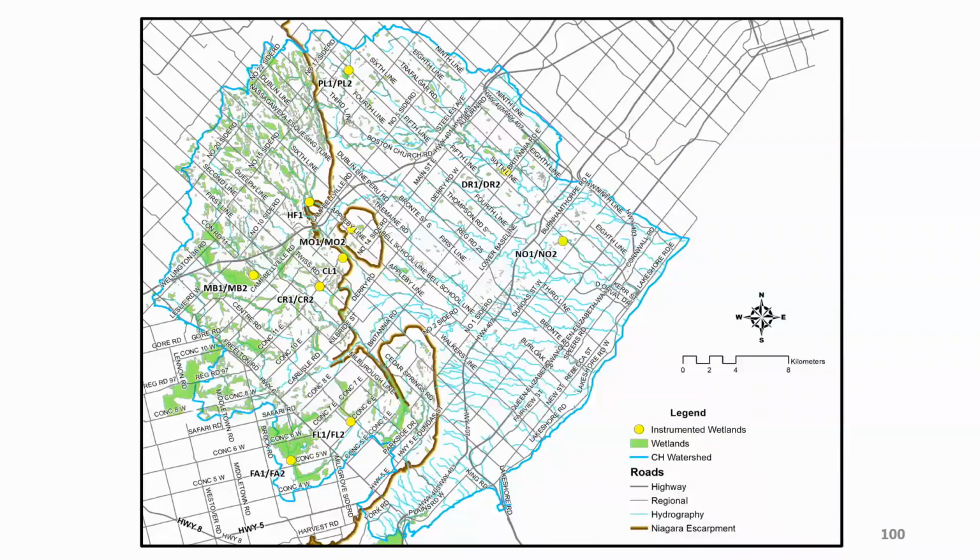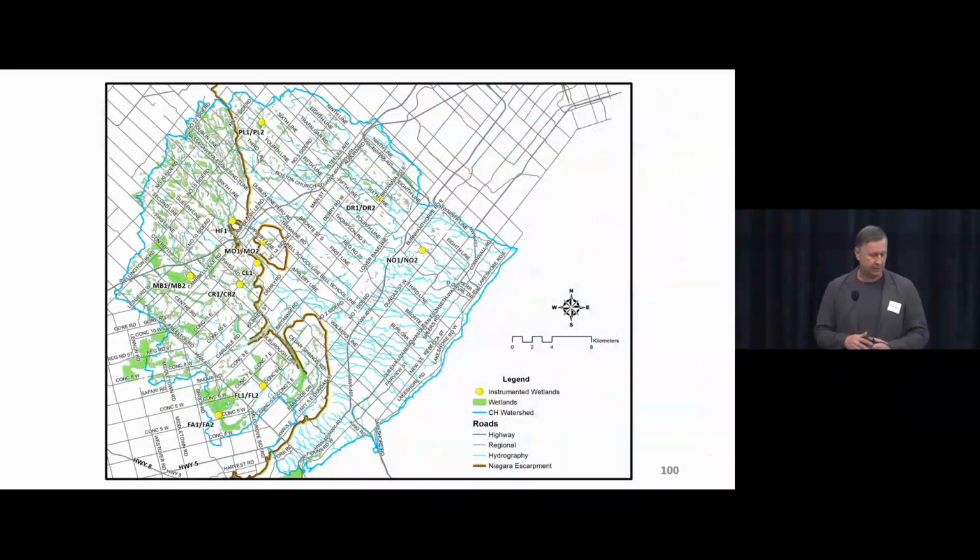You see lots of green blobs. Those are our wetlands. The wetlands above the escarpment usually are larger, but wetlands below the escarpment are probably more numerous, just way smaller. You also see those yellow dots. Those are our instrumented wetlands.